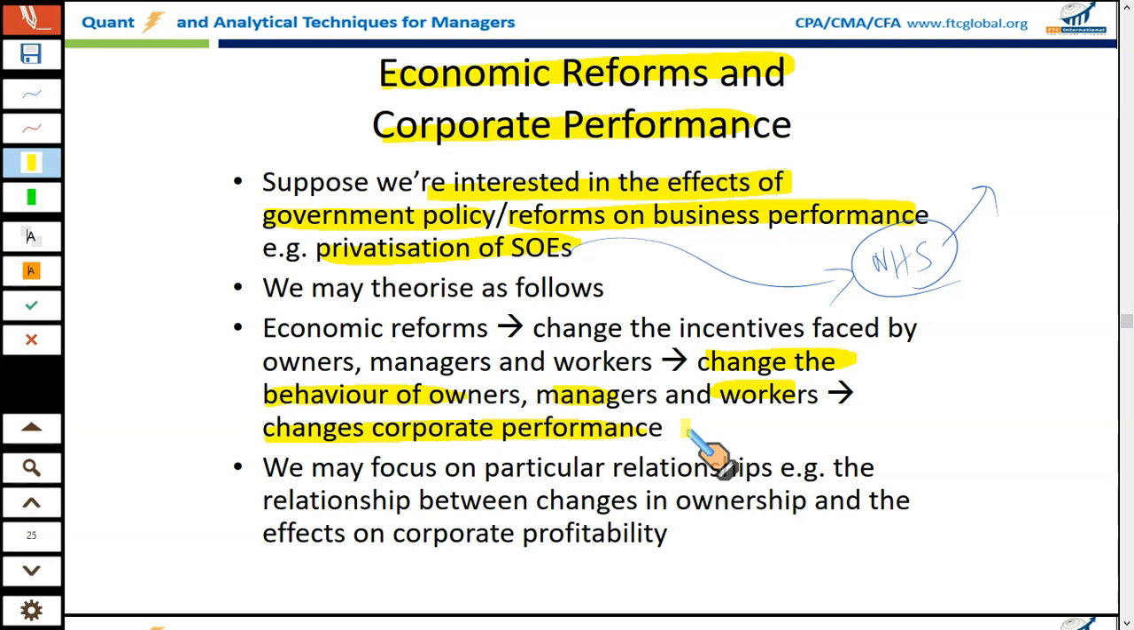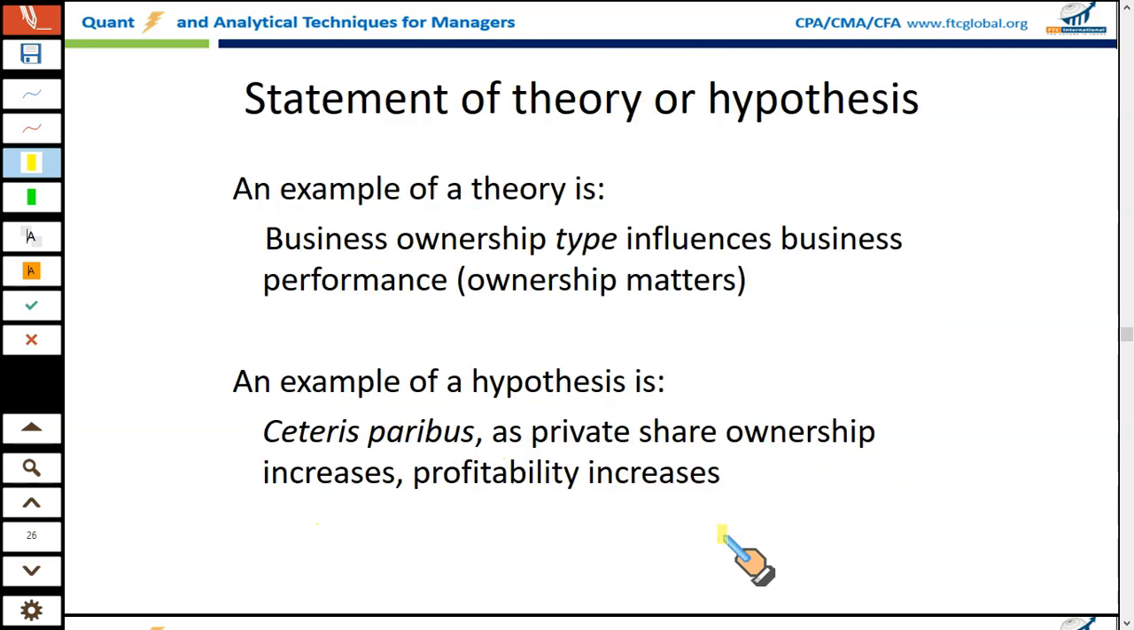So here our focus is on a particular relationship, that if the ownership moves from state to the private individuals, this change in ownership would have an effect on corporate profitability. Most likely a private sector business is run more efficiently, so clearly profitability is expected to go up. So here our statement of theory or hypothesis is that the private owners are more efficient and effective in running a business. That's our theory. So business ownership type influences business performance. Yes, a private sector individual running his own business will do everything to make it profitable.